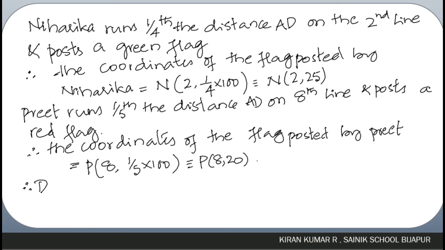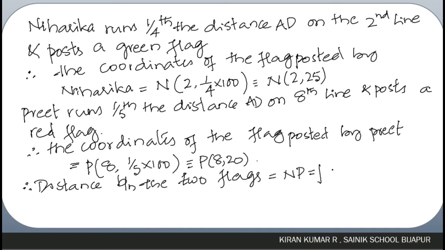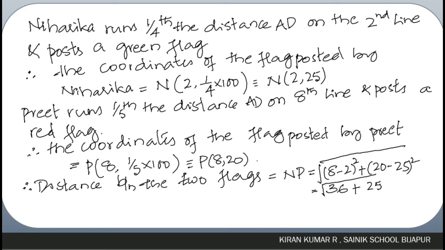Therefore, the distance between the two flags will be the distance NP. Using the distance formula, I can find the distance between these two flags. It will be root of (8 minus 2) whole square plus (20 minus 25) whole square. 8 minus 2 will be 6, square is 36, plus 25, so root 61.